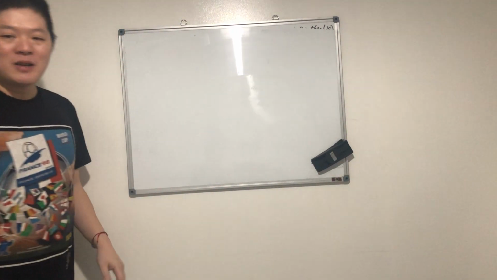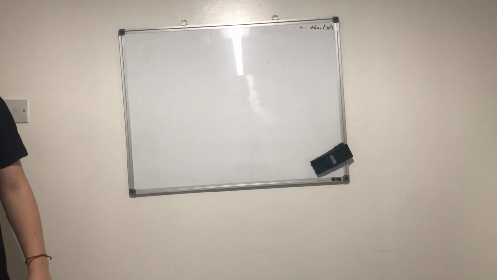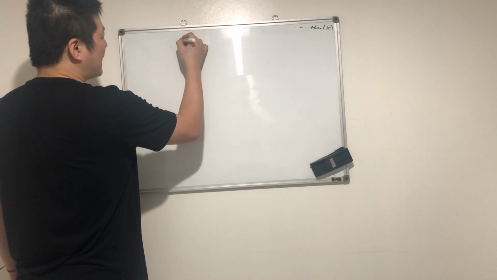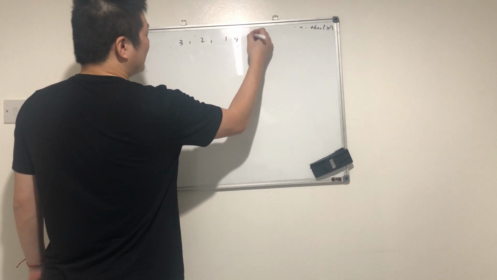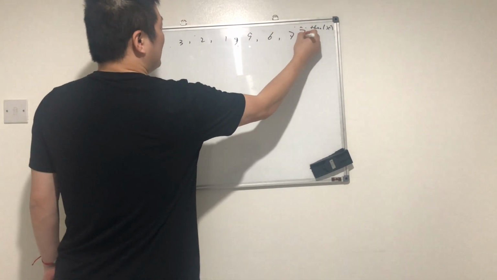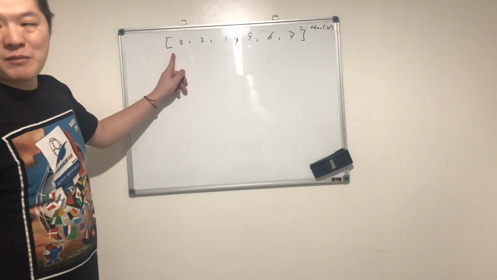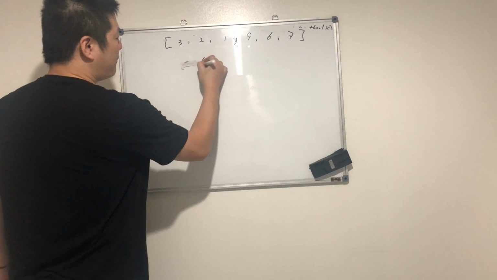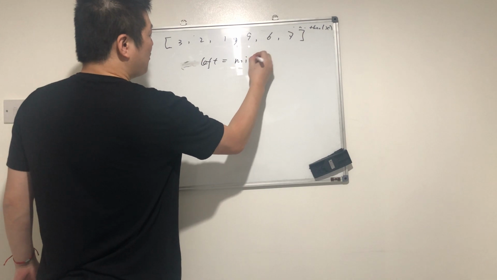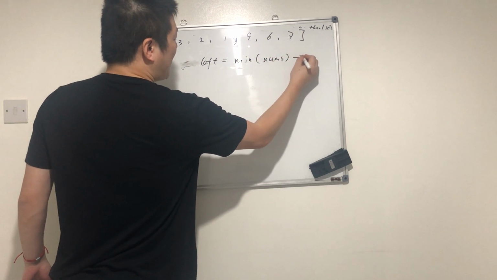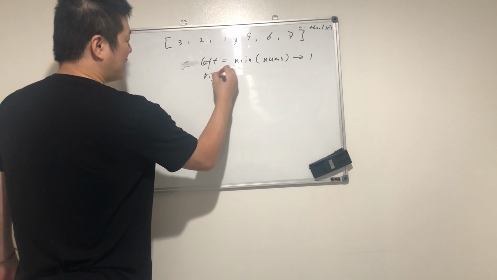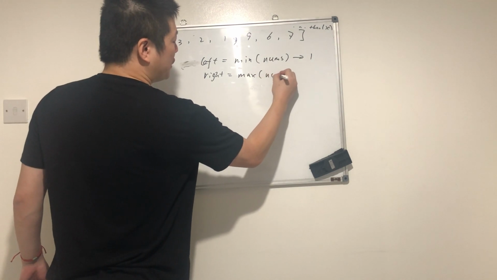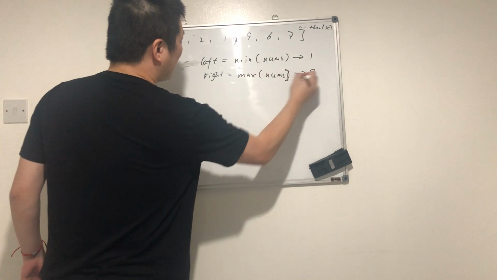So now with this function, how can I do this with binary search? I can do this if these are numbers 3, 2, 1, 9, 6, 7. What's the minimum number of all of these? 1. So I have a left bound equals min nums, which will become 1, right? And right bound, can you guess what I should write? Max nums, which will be 9.